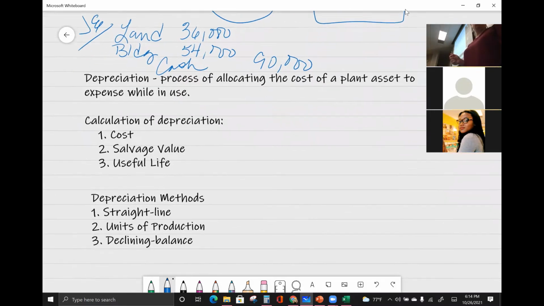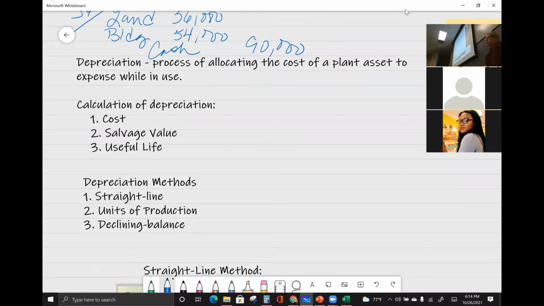Now we talked about depreciation a little bit already, straight line depreciation. So what is depreciation? It's a process of allocating the cost of a plant asset to expense while it's in use. And usually you'll have three things: the cost, the salvage value, and the number of years that you'll have for a useful life. So you need those three things in order to do the calculation. When we did this before, we talked about straight line. We're just saying, okay, here's my cost and here's my salvage value. I know how many years. So I'm taking that cost minus the salvage value divided by the number of years. And that gives me how much I'm depreciating each year. Real simple. It's just the same every year.